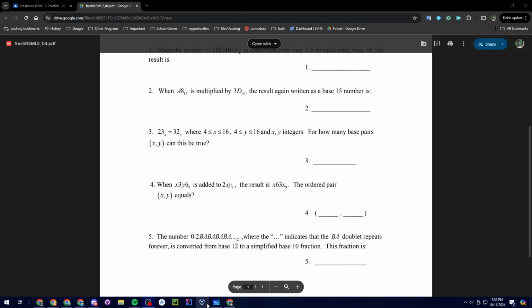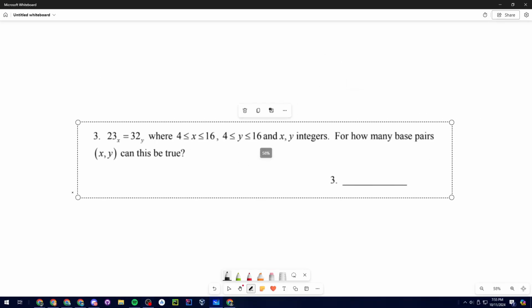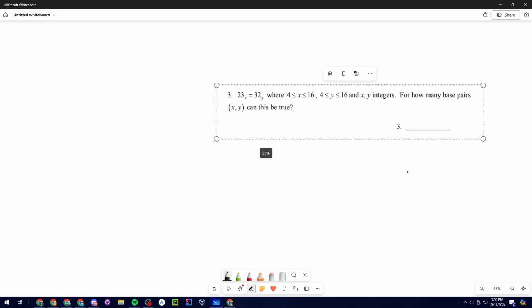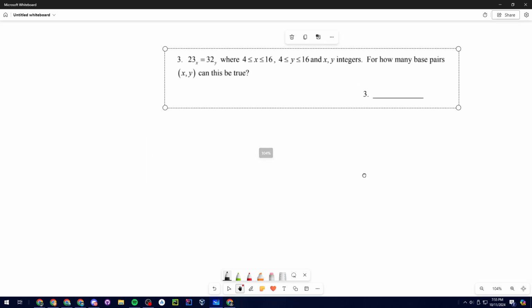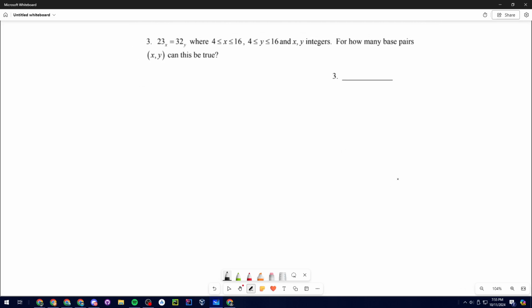Now we get some fun algebra. I'd rather do the algebra problems than the base ones, because if you see me, I'm not too good with arithmetic in my head. So yeah, that's especially why.